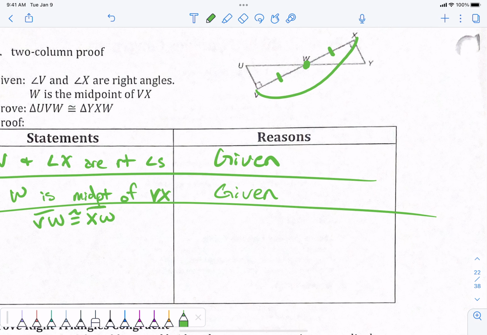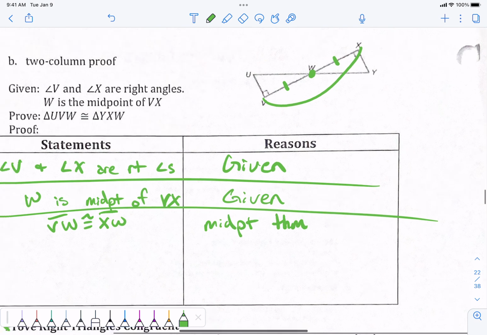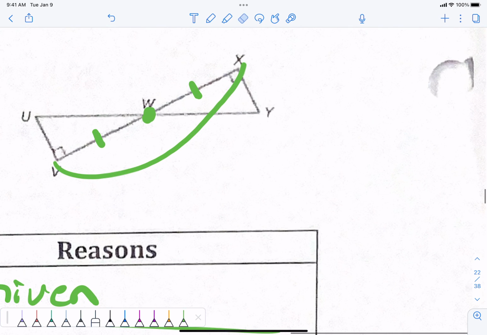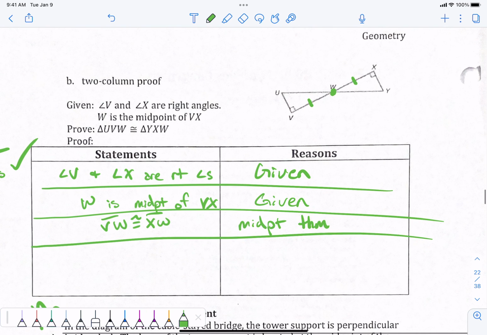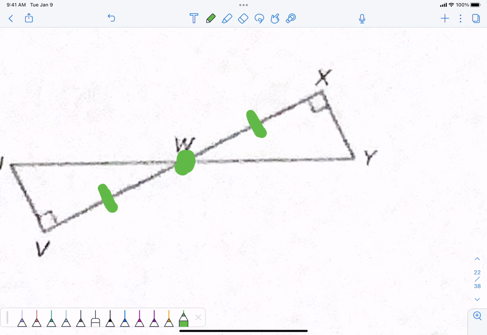And how do we know that? Midpoint theorem. Okay, now that does give us a side. Which side specifically? Is it a leg or is it a hypotenuse? Leg. It is a leg. Yes, you're correct. So I'm going to put an L over here for my inventory. Okay, now I need one other piece of information. I have to get that from the diagram because it's not given to me.